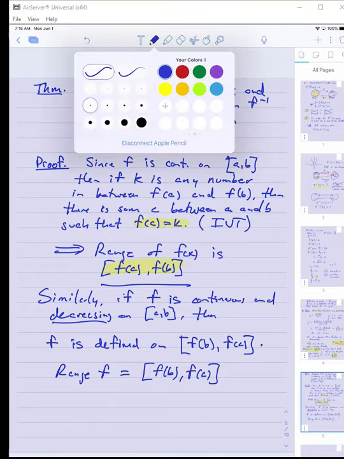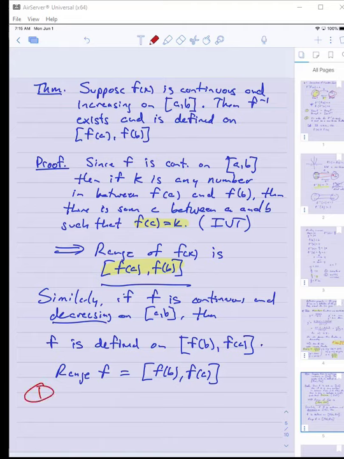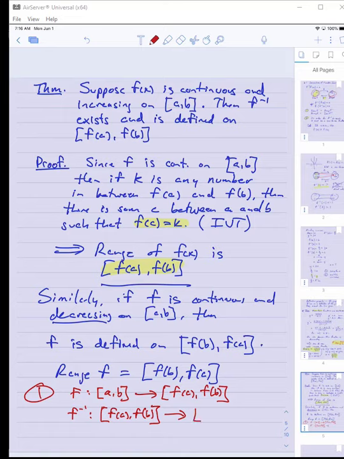Okay, so notice the overall implication here. In case one, that is where we had an increasing function, we're saying that f is a function that takes a domain of a to b and gives us a range of f of a to f of b. Since the function is increasing, it's 1 to 1, which means there is an inverse function. What's the inverse function have for a domain? Well, the domain of that inverse function should be the same as the range of the original function. And the range of the inverse function should be the same as the domain of the original function.